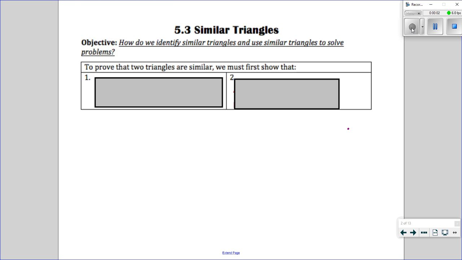Hi, today's lesson is 5.3 Similar Triangles. The objective is how do we identify similar triangles and use similar triangles to solve problems.